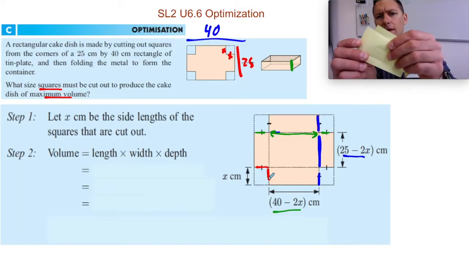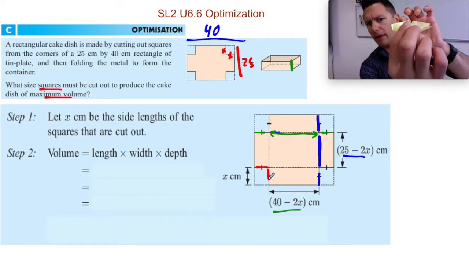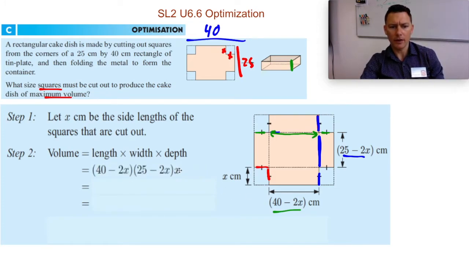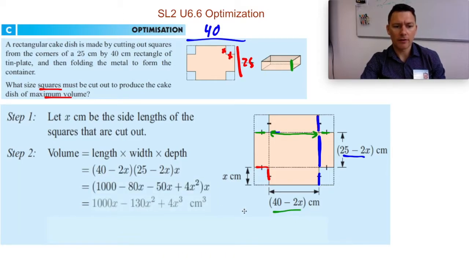When you fold those up, that's the height x. All right, so that length, width, and height should look like that. Length, width, height. And when you distribute these in and put them all together, it looks like that. Fine, right?